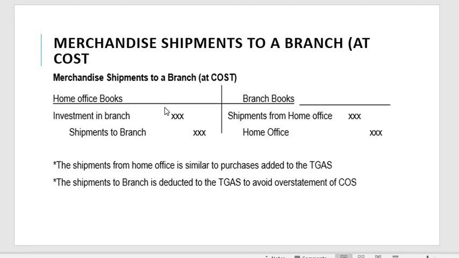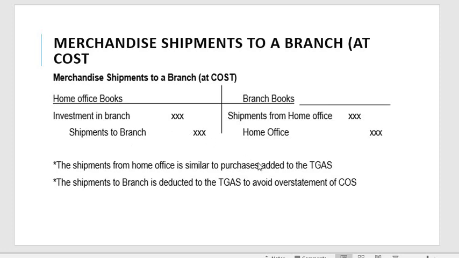With merchandise shipped, if there is a merchandise shipment to branch, if purchase of merchandise are from external parties, that are to be recorded by the branch in a normal manner, meaning to say, debit ng purchases, credit ng cash, or accounts payable. And if may intercompany shipments, si home office, ng merchandise kay branch.